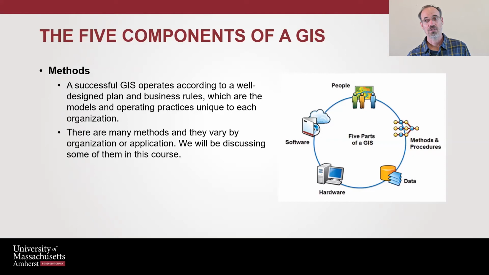Methods. A successful GIS operates according to a well-designed plan and business rules, which are models and operating practices unique to each organization. There are many methods and they vary by organization and application. It says we'll be discussing some of this in the course. Obviously the slide is for another course. But the point here is there are different types of methods. And in public health, we have our own methods. There are different types of applications for things like UPS delivery or FedEx or Amazon or whatever. But we all are using this process of GIS, and we all have our own different spin on it, and different sets of priorities for sure.